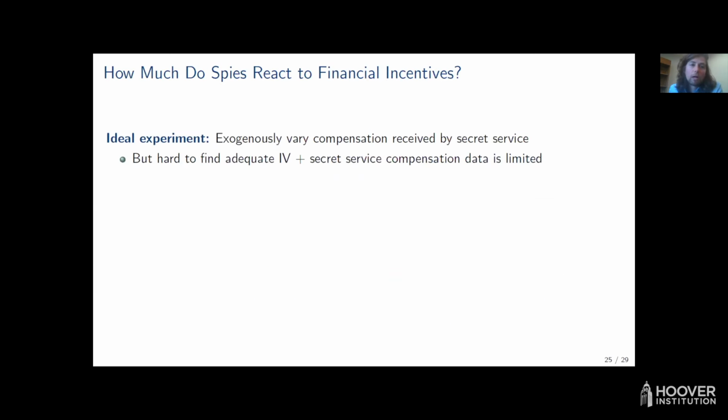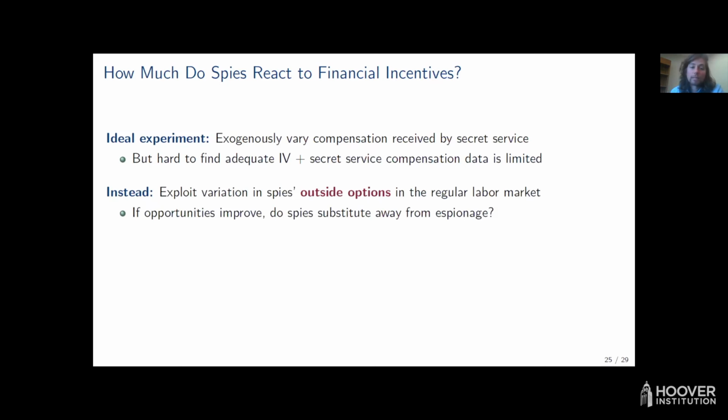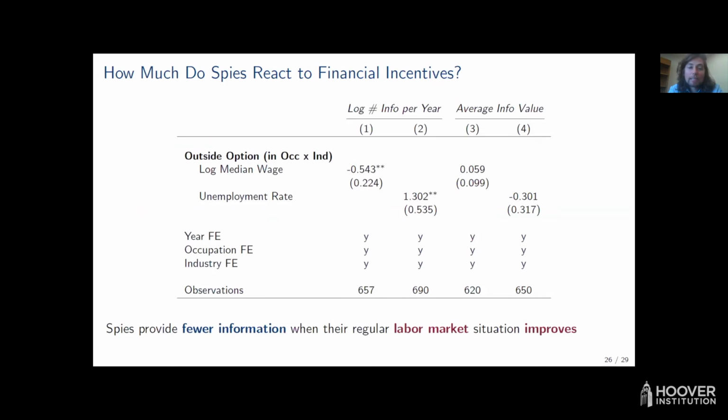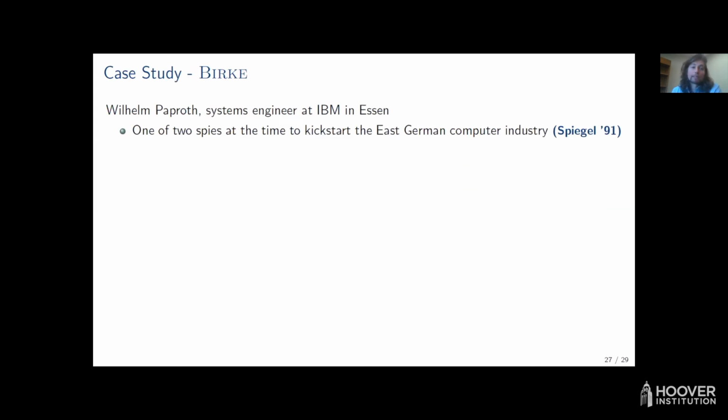And now we would love to know how much spies react to these financial incentives. And the ideal experiment would be to vary the compensation that spies receive exogenously, but that's very hard. And so what we do instead is we exploit variation in spies' outside options in the regular labor market. And so what we find here is that spies for which the labor market improves, for example, because the log median wage in the occupation by industry of that spy increases over a time period, or because the unemployment rate falls, these spies deliver less information. Or put differently, spies provide less information when the regular labor market situation improves. So there seems to be this substitution between information quantity and how well someone is doing in their regular job. And that's relevant, we think, for counter-espionage even today because of the following case study.